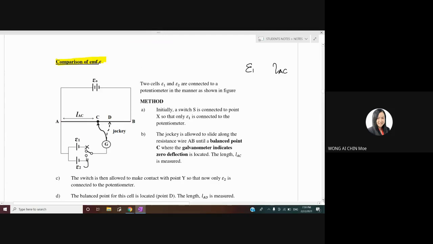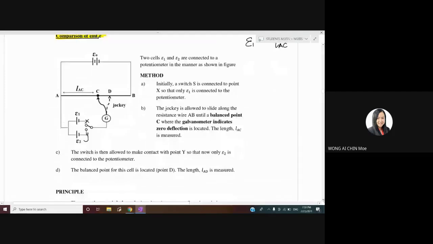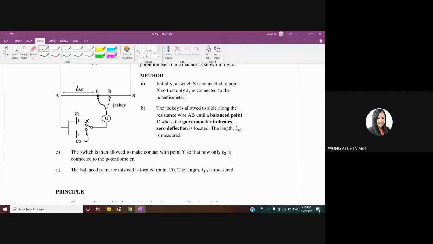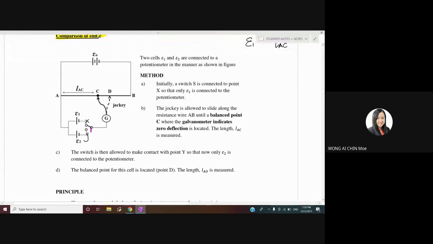Now, let's say the switch is then allowed to make contact with point Y. Point Y means that you now connect with epsilon 2. The first one, when you connect with X, you connect with epsilon 1.